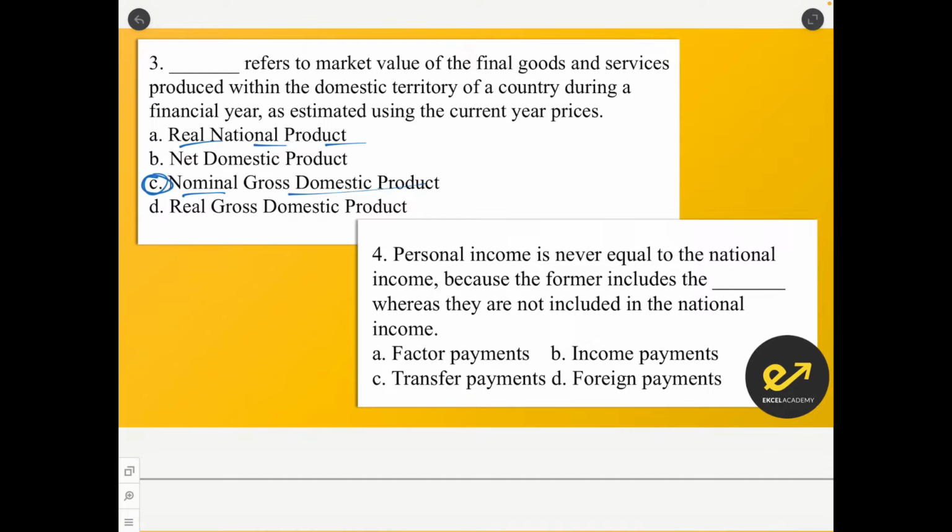Personal income is never equal to national income because the former includes the dash, whereas they are not included in national income. Personal income includes the foreign payments as well, whereas in national income calculation, we don't consider the foreign payments. Hence, the answer for this would be option D.